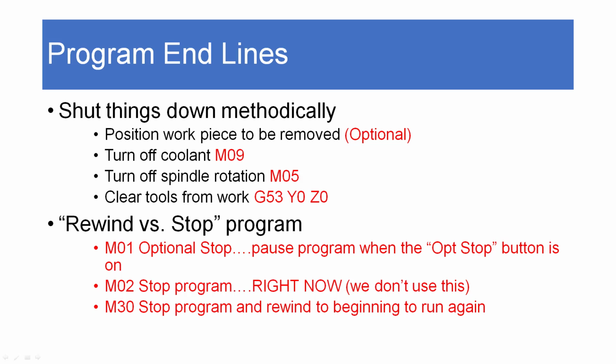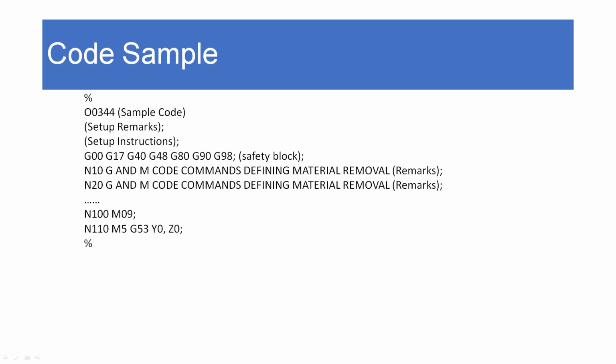And M30 stops the program and then rewinds to the beginning of the program. That comes from the days when CNC machines ran off of tape and the tape would physically rewind. So M30 is very commonly the last code in any CNC program. Number one use for that.